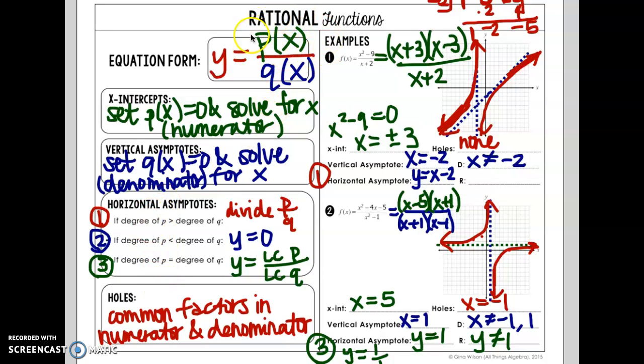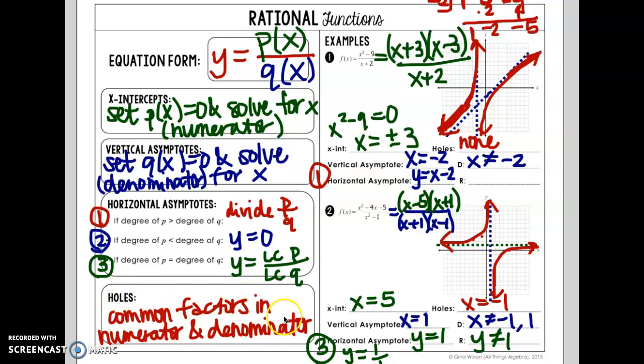If the numerator degree is higher than that of the denominator, to find the horizontal asymptote, you want to factor first and cancel out any common factors. And then you're going to divide the numerator by the denominator. Okay, so that usually ends up with what we call a slant asymptote. Okay, 3 is probably the easiest one. If the degrees match, we take the leading coefficient. That's what LC stands for. Leading coefficient of the numerator over the leading coefficient of the denominator.